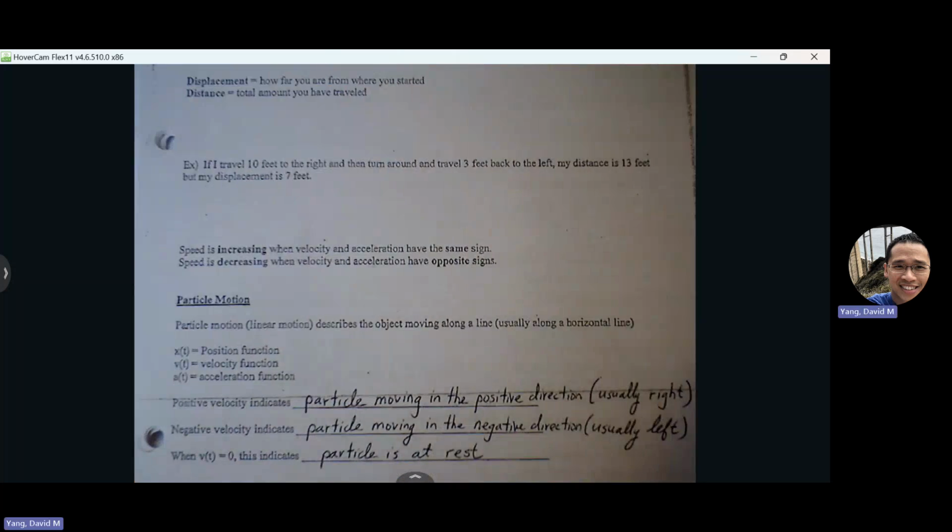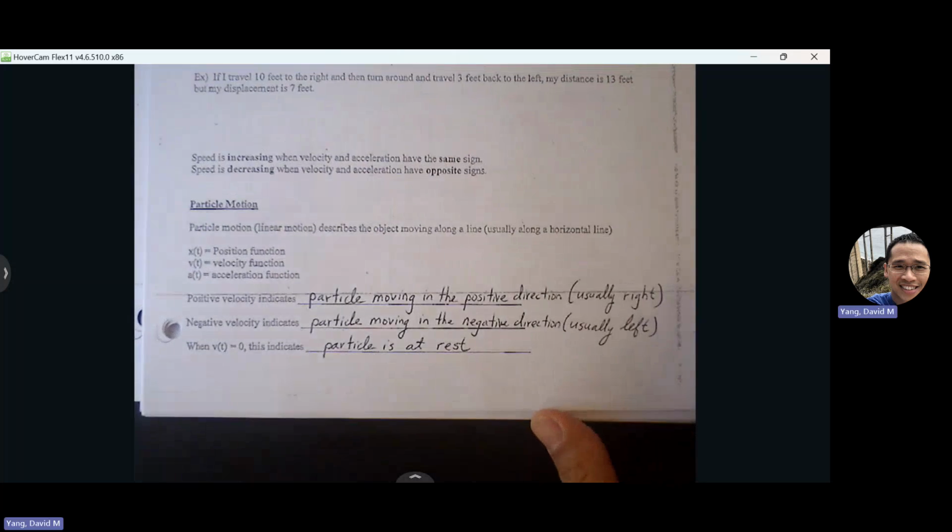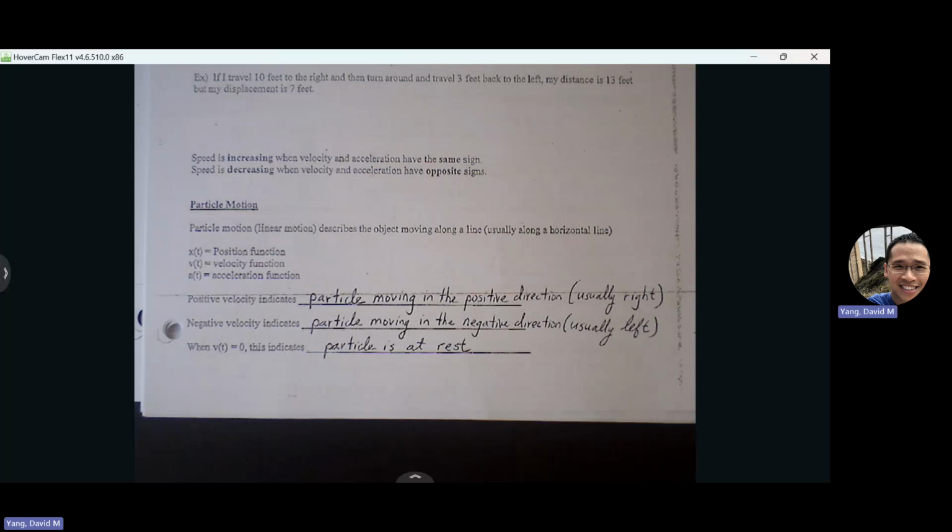Because we're restricted to only movement along the x-axis, positive velocity would indicate the particle moving to the right. Negative velocity would indicate that the particle is moving to the left. And when velocity is equal to 0, that indicates that the particle is at rest. The particle is momentarily not moving at that t value.